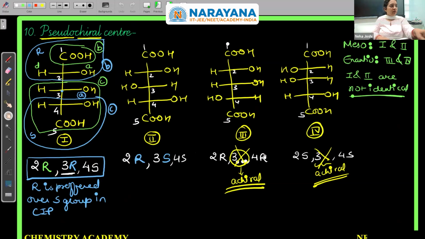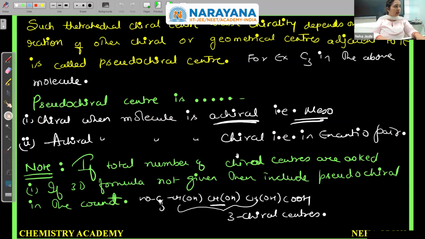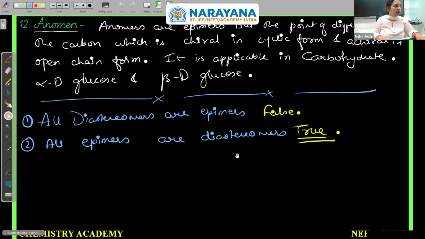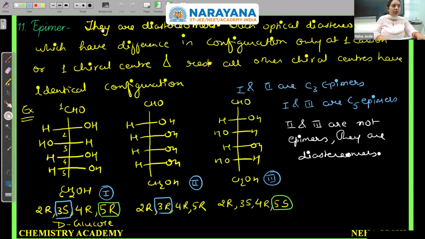Is that okay? Moving further. Pseudochiral is a heavy topic. I don't want to do it at the end of the class in a hurry. Okay, epimers I can do. They are diastereomers which are optical diastereomers, not geometrical. Such diastereomeric pairs have identical configuration at all the chiral centers except any one, and that one is not fixed, it could be carbon number 1 or 2 or 3 or 4. Any one is having a difference, the rest are an exact copy-paste. Then they are called epimers.